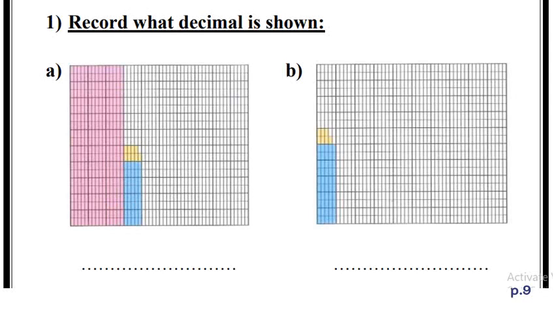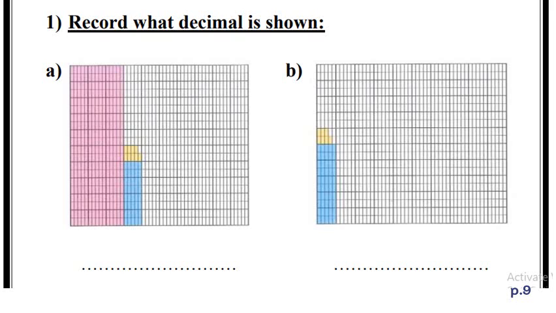And now record what decimal is shown. Here in letter A, this figure is called the model. In this model, we have 1000 small squares. And we have to know each model represents a whole one. But if we take part from this model, that means we have a fraction. And each fraction we can convert into a decimal number as we said before.